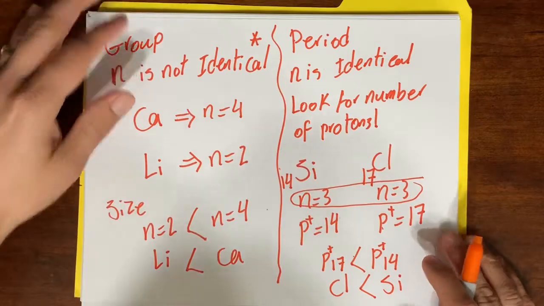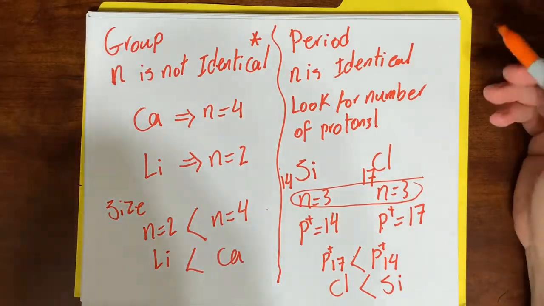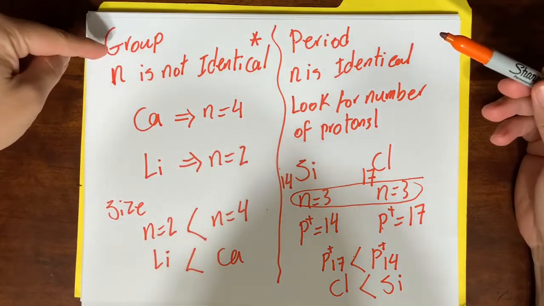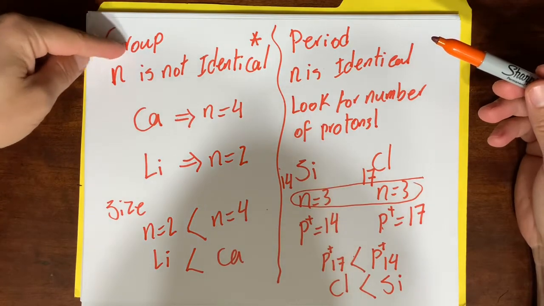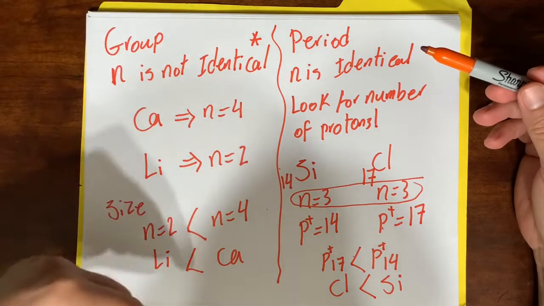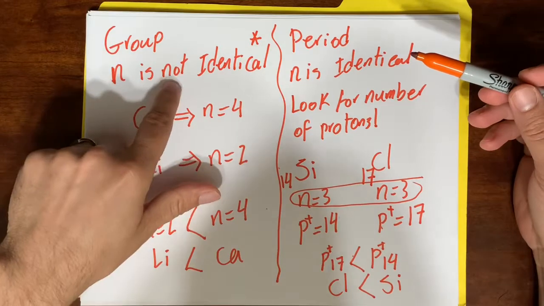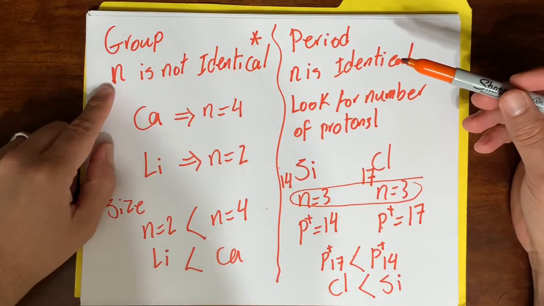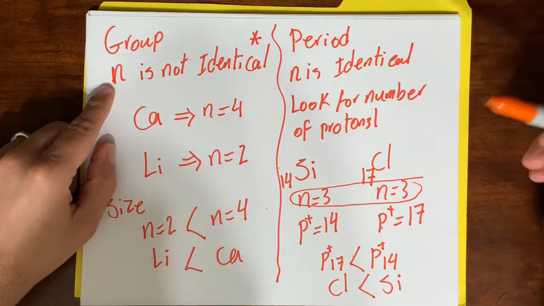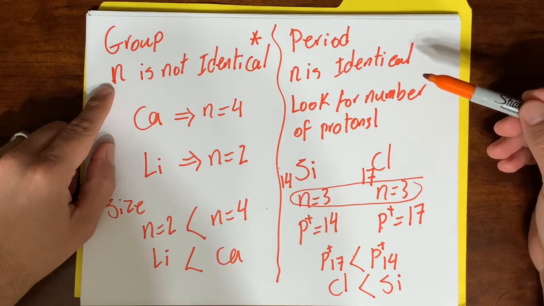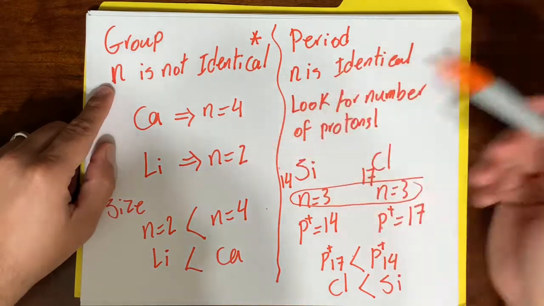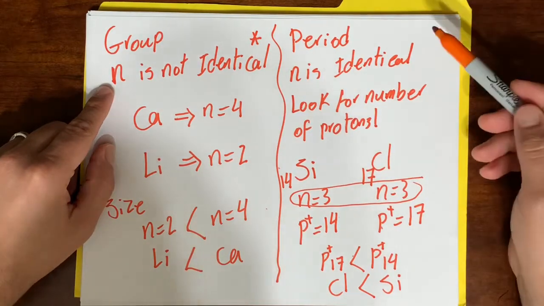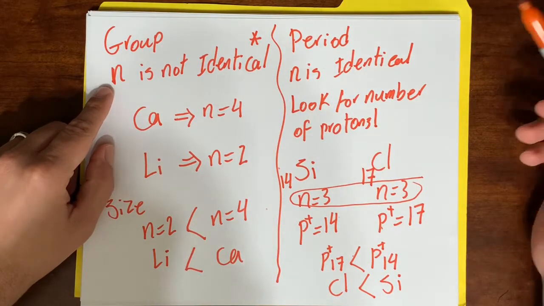Okay. So if you are talking about a group, when you go down in one group, you're not going to have identical N. N increases. And because N increases, judging will be really easy. You go with the smallest N. The smallest N is going to be the smallest element or the smallest size.